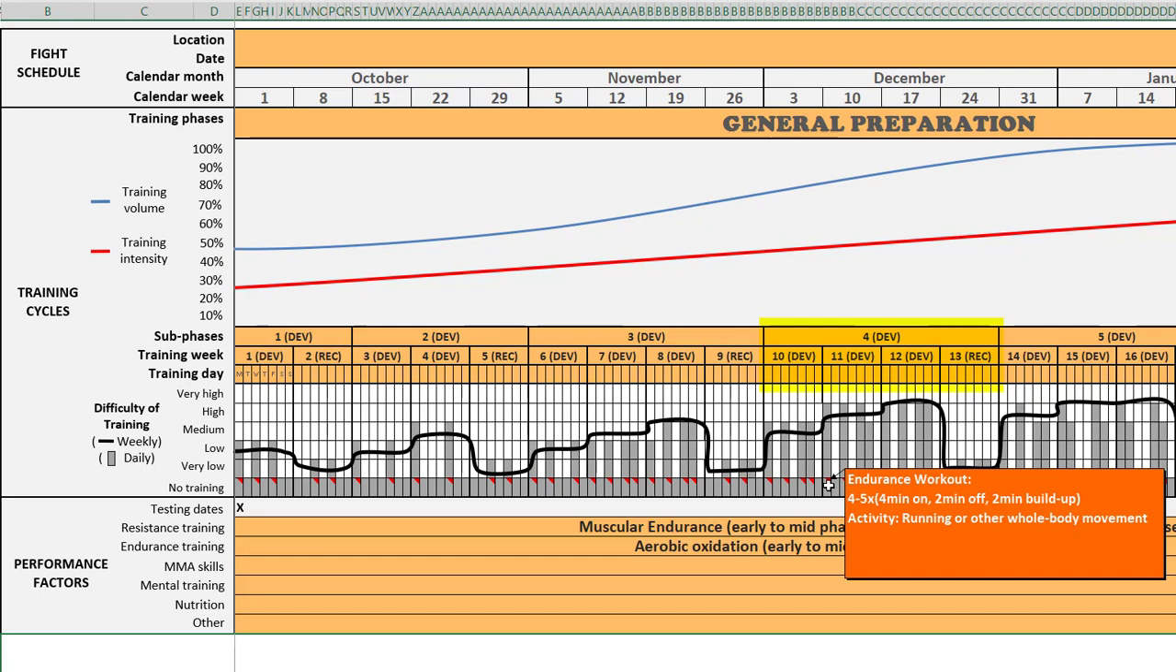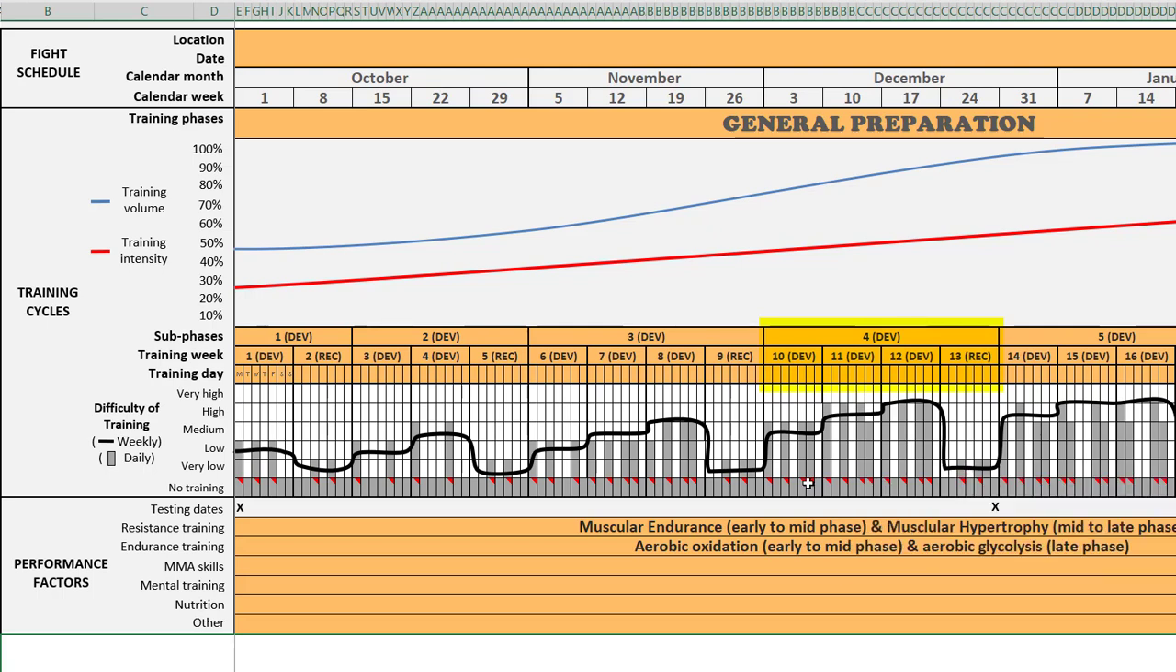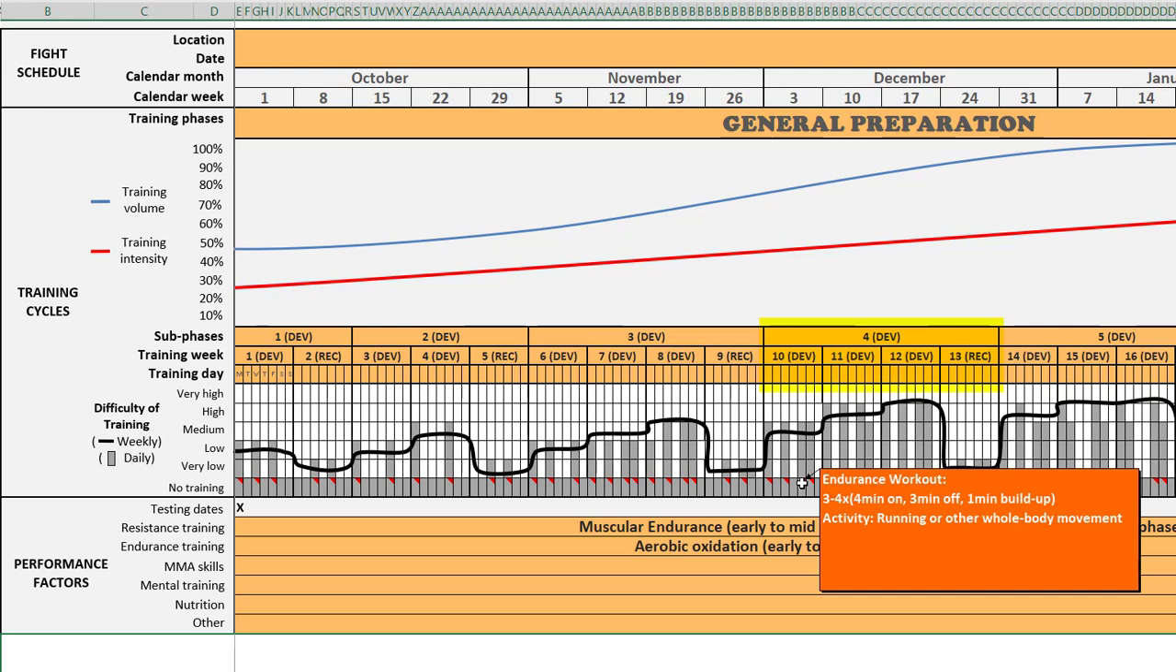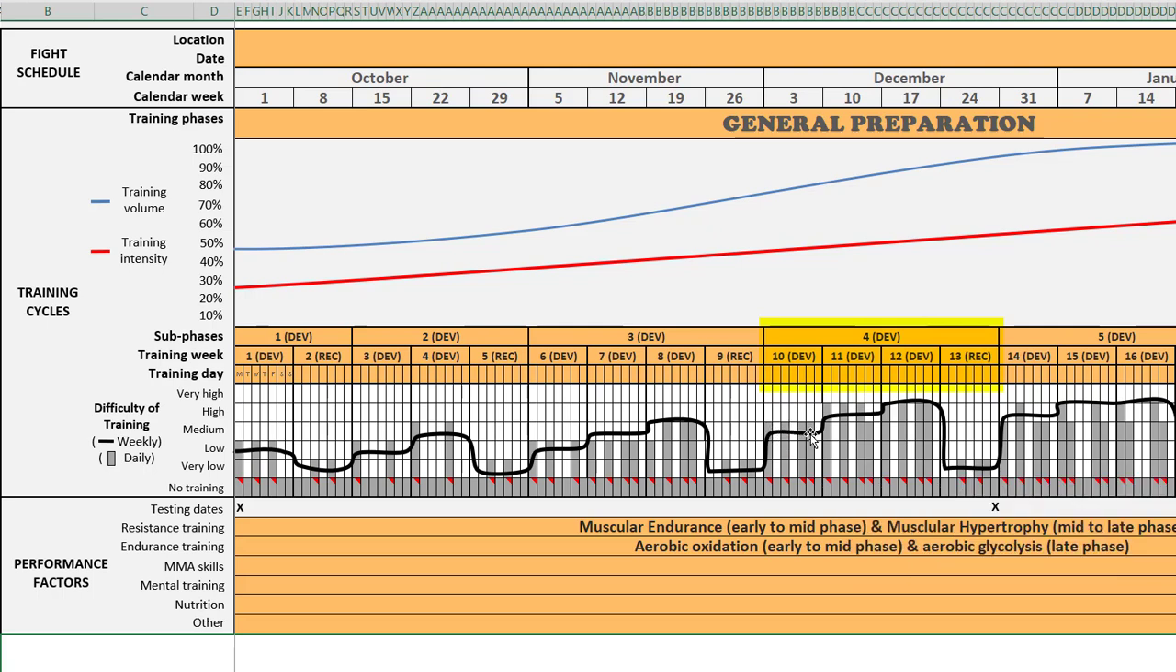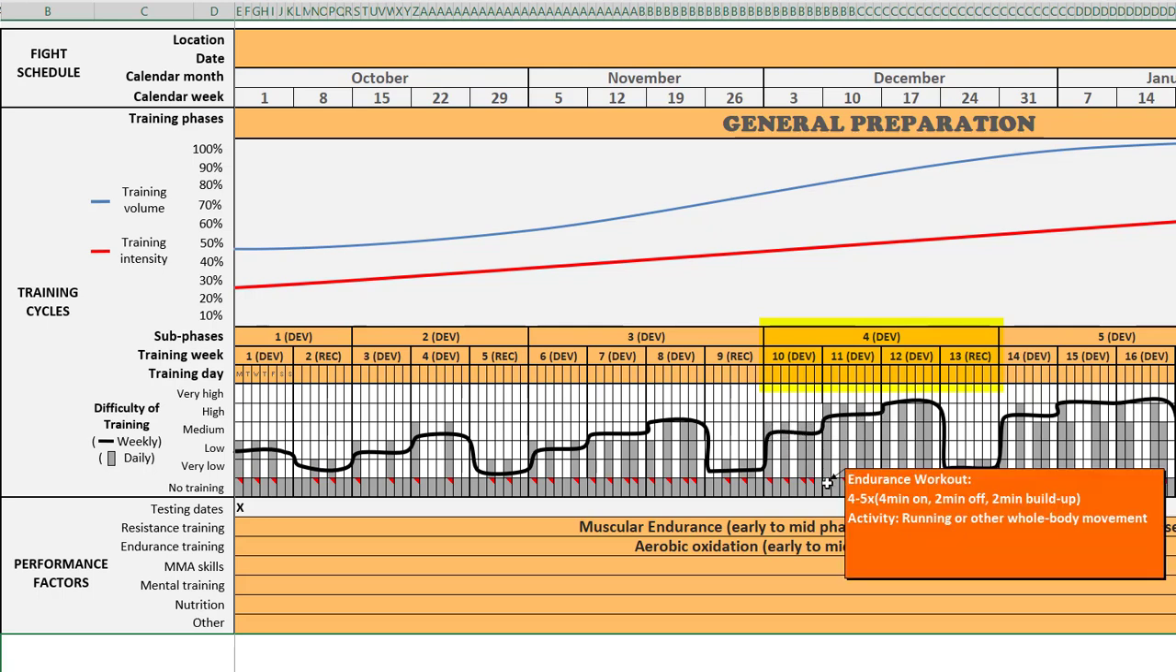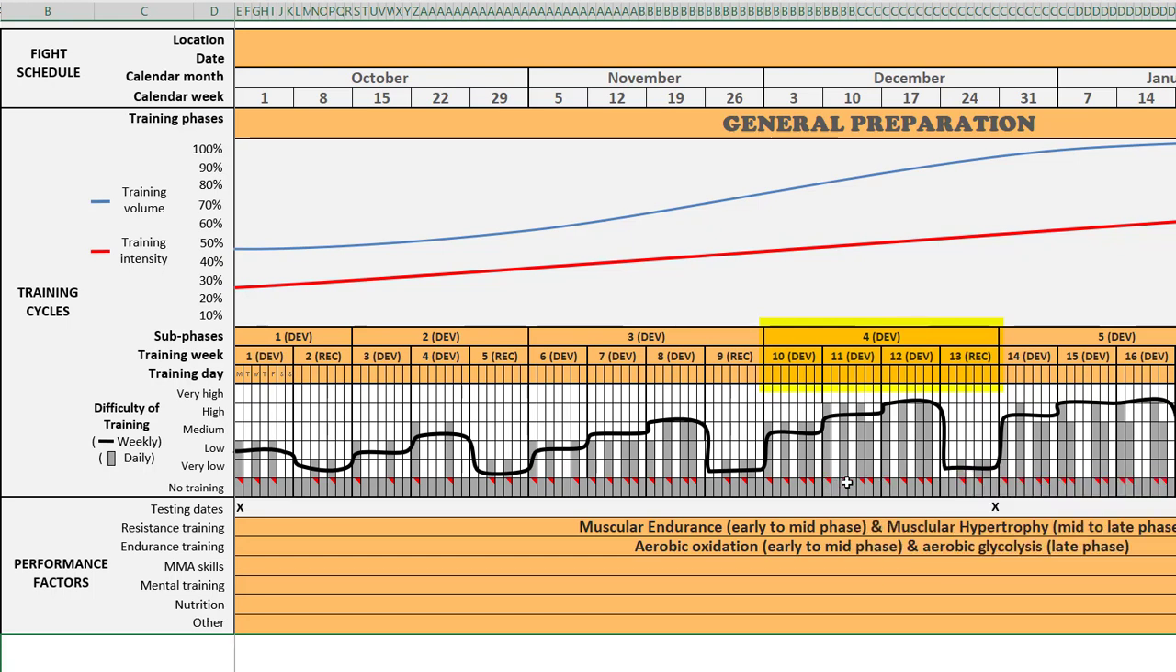in this subphase, the second week, the big difference here is that we're increasing the number of reps that we're doing. So for endurance workouts, we were doing 3 to 4 repetitions. Now we're up to 4 to 5. And so that's enough to increase the training difficulty from week 10 to week 11. And so that's the pattern that we're working with here. And this week, 4 to 5 intervals, 4 minutes on, 2 minutes off. We've also decreased the rest.